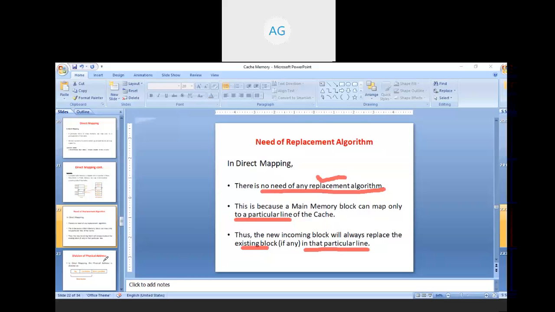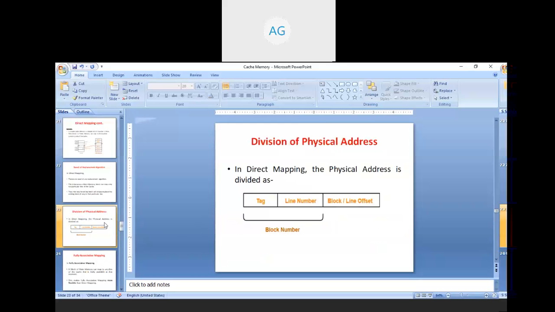Just moving to the next slide. This is its disadvantage, basically. In the next mapping, we are going to remove this disadvantage. So just moving to the next slide.